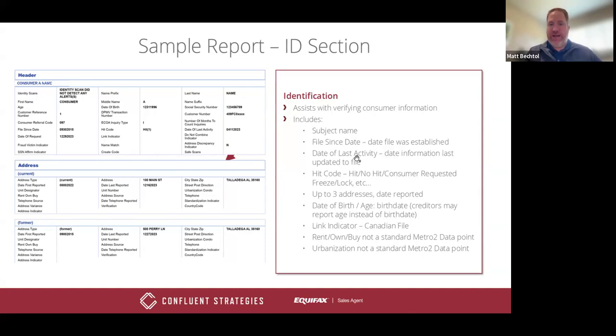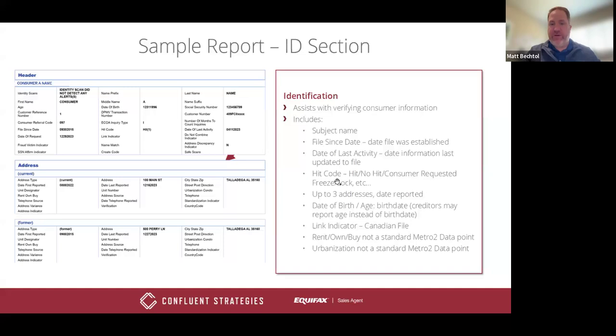You'll see the date of last activity. That is the last time information was reported to Equifax on this individual, and that can be on anything within the report. It can be an inquiry, it could be a trade line update, it could be any information we get, just to give you a sense of recency, the last time that we got information for that individual. Again, if that's a date that's older, that could be unusual, and maybe worth looking into. That's something that you would potentially look at.